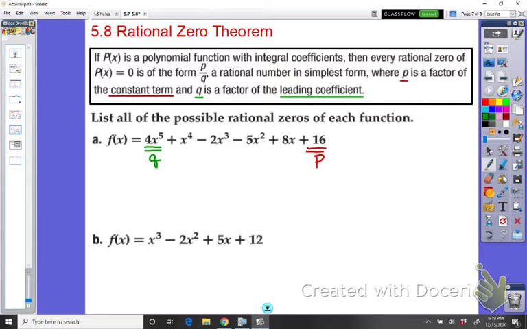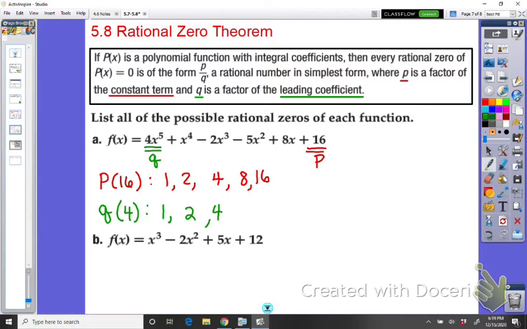So what you're going to do first is list all the factors of 16. So P is 16, what are some ways you can multiply to get 16? Well, that's 1 times 16. You can do 2 times an 8. Or you can do 4 times 4. So those are the factors of 16. Factors of 4 for the Q value is 1 times 4 or 2 times 2.